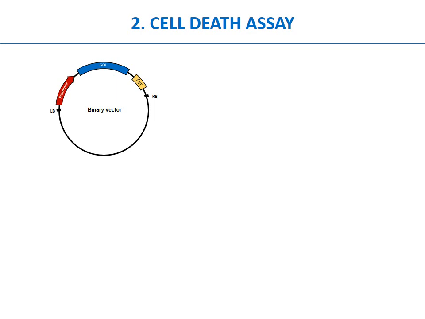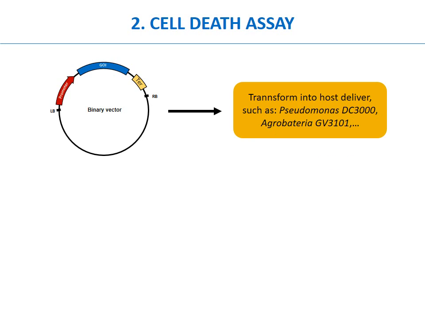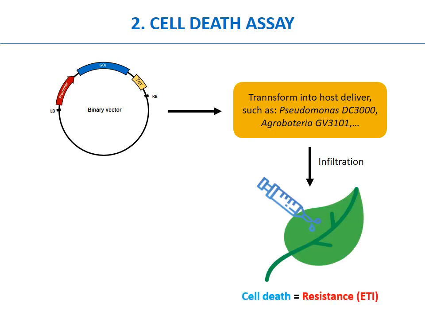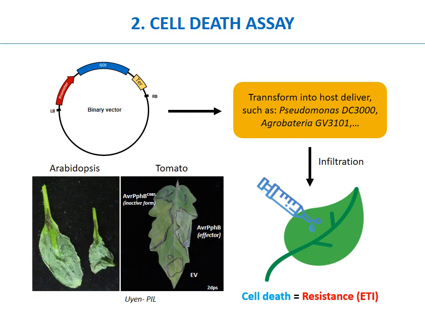Based on this pattern, people use the cell-death assay to determine the ETI response in plants. In this method, you can express the protein in a plant system. Firstly, you should create your binary vector that can help your gene express. Later, your construct should be transformed into Agrobacteria as the host for delivery. The last step is setting up your experiment with a suitable concentration of bacteria and infiltrating it into the plant. The result can be checked continuously depending on your protein. If cell death happened, it means ETI happened. I would like to show you some examples of that symptom in Arabidopsis and tomato leaves that I performed in my lab.